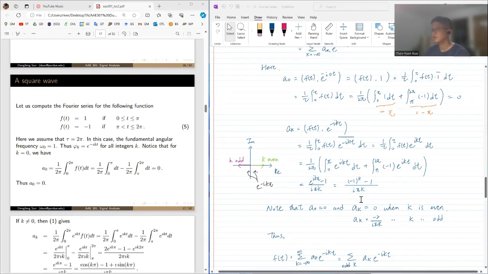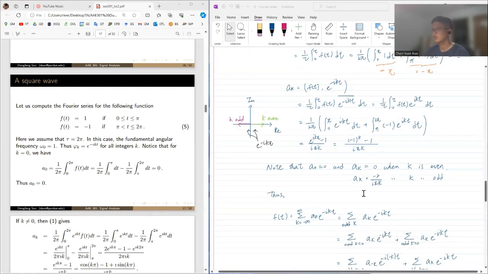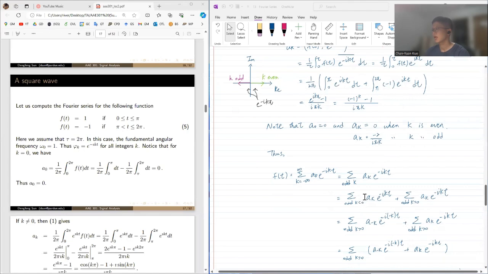Now that we have determined the values of the Fourier coefficients, let's substitute these values back into the Fourier series representation. Because we know a_k is 0 when k is even, for this expression here, we only have to care about the odd number case. So here we write the summation of odd k only. And then this summation can be broken down into two parts. The first part is the negative odd k case, and the other part is the positive odd k case.